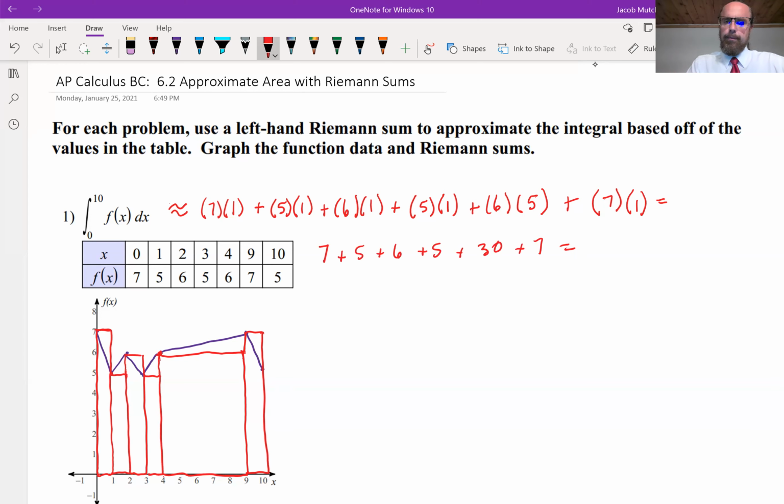And adding that up, looks like we can group stuff. The 7 and the 7 will make 14. And add 6 to that, that's going to give us 20. Plus 2 5s is 30, and plus 30 is 60. So our approximation of the area under the purple curve that's defined here in the table is going to be 60 square units.